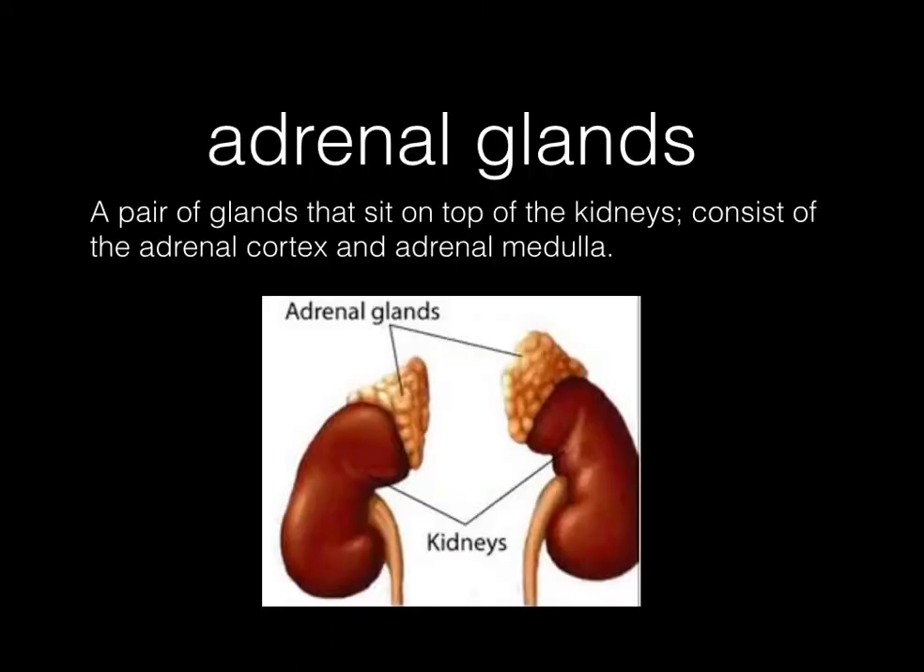The adrenal glands are here on top of the kidneys, and these are a pair of glands that sit on top of the kidneys, and they consist of the adrenal cortex and adrenal medulla. So there's different anatomical structures of these adrenal glands, but these are going to secrete certain hormones as well.